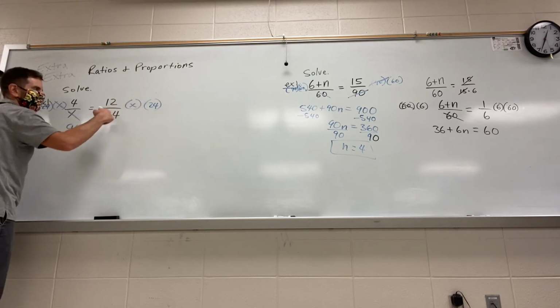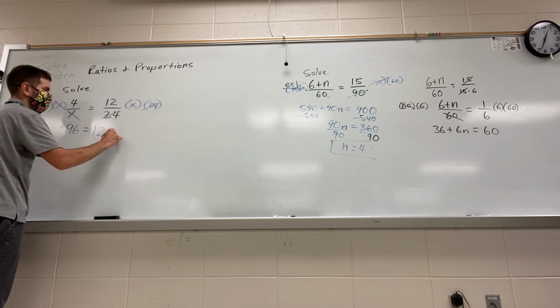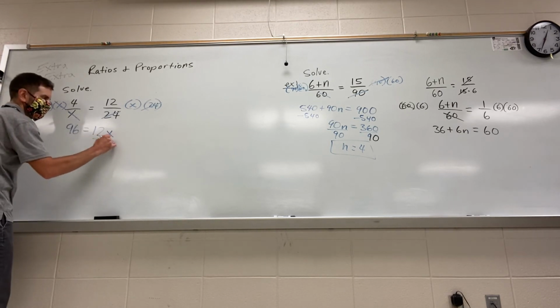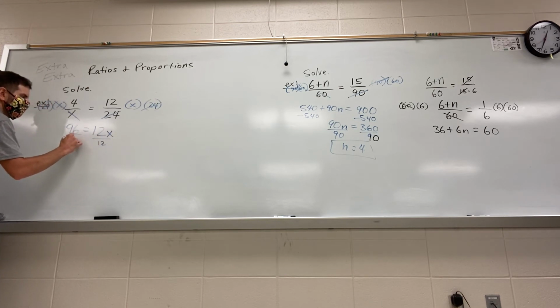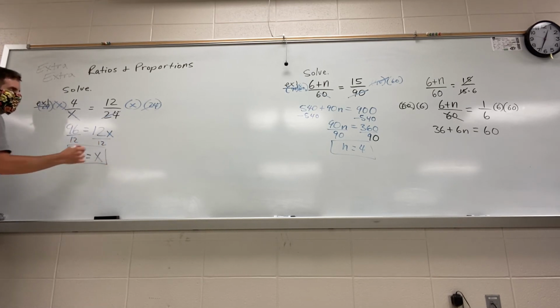What happens to the 24s? Cancel. What would be 12x? And what's left to do? Divide by 12. And 8. Equals x. 8. Like so.